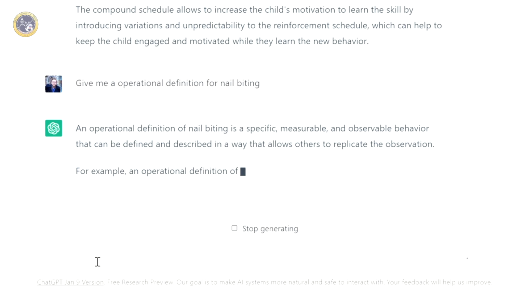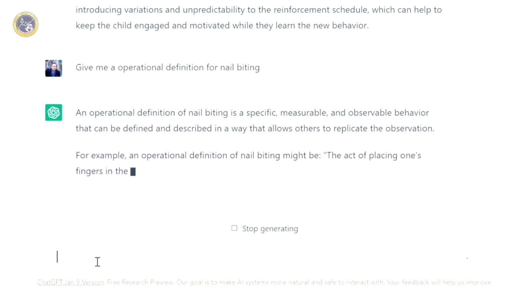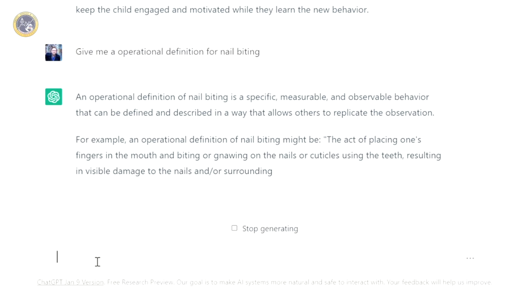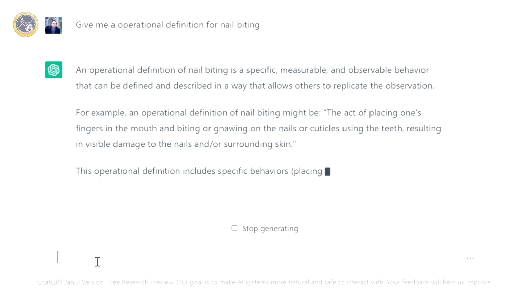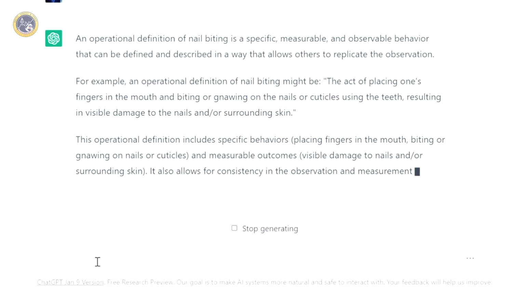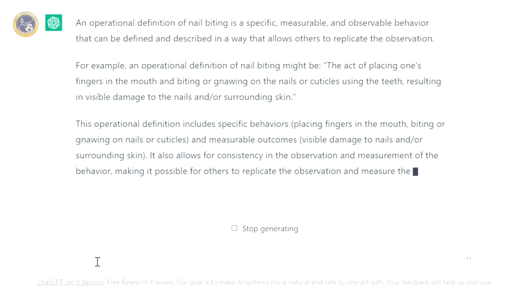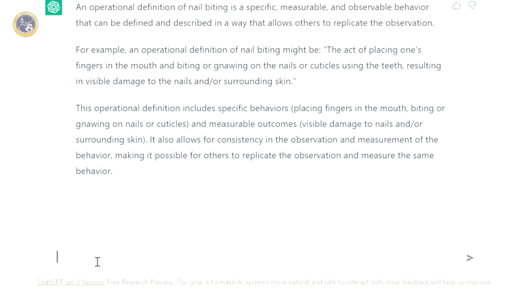And what you can do here is, let's say you have a learner who is engaging in nail biting and it doesn't quite fit what they're giving you. You can actually go back and tell the chat to adjust its answer. So it gave us here, placing one's fingers in their mouth and biting or gnawing on the nails or cuticles using their teeth. So let's say that looks good, but can we add language about using multiple fingers at once?